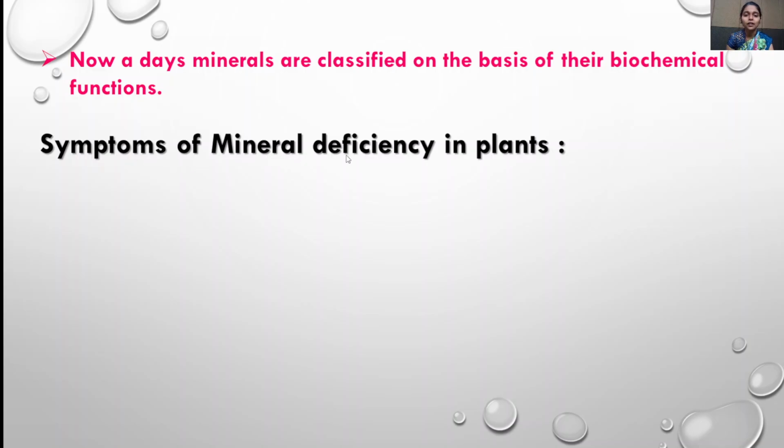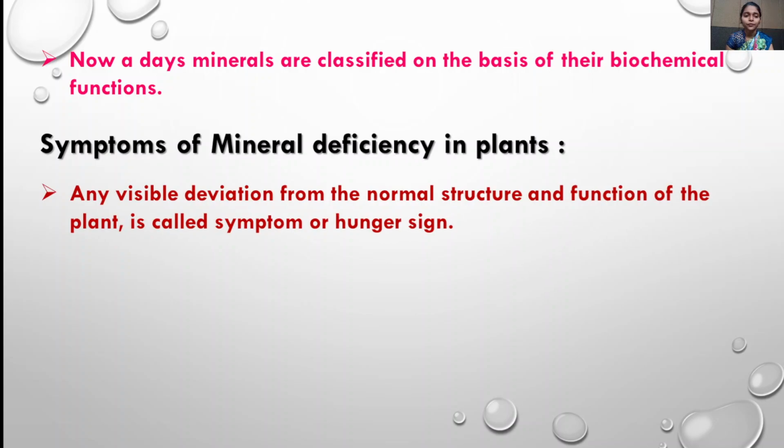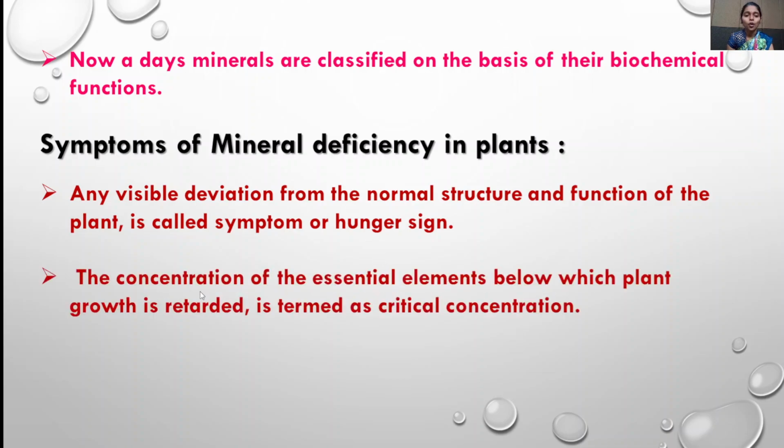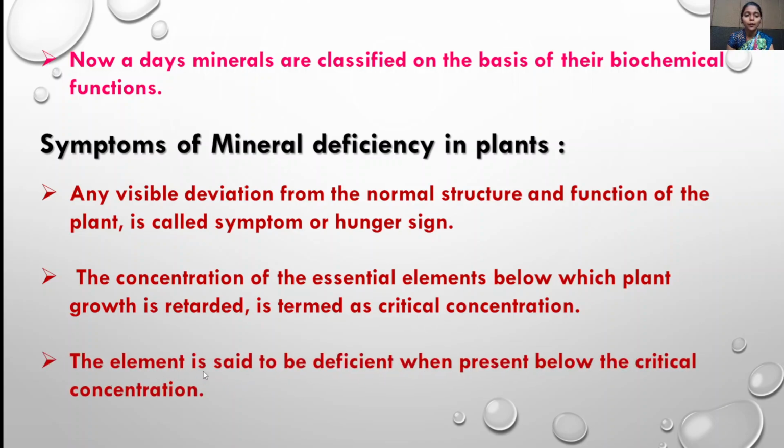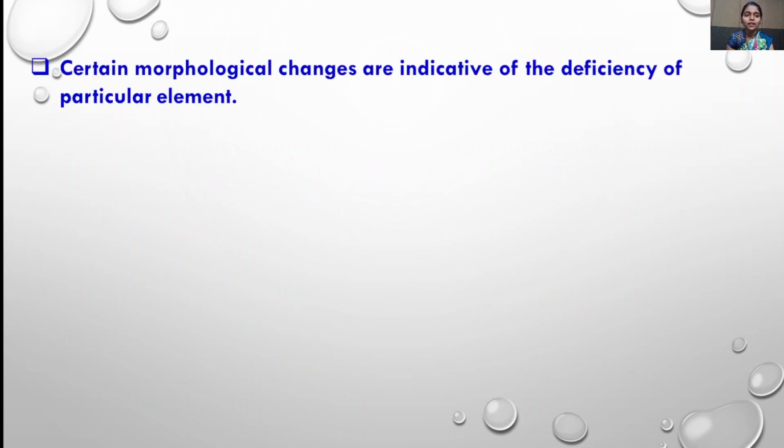Symptoms of mineral deficiency in plants. Any visible deviation from the normal structure and function of the plant is called a symptom or hunger sign. The concentration of the essential element below which plant growth is retarded is termed the critical concentration. The element is said to be deficient when present below the critical concentration. Moves to the next slide.